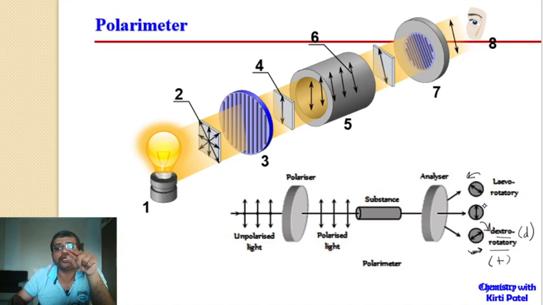If it is rotated in an anti-clockwise direction, it is called laevorotatory and is symbolized as a small l or with a minus sign. A minus sign or a small l denotes laevorotatory, that is, anti-clockwise rotation of the plane polarized light. So this is how the polarimeter works.